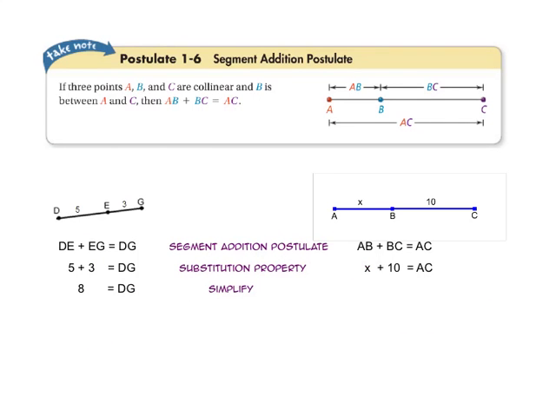Let's take a look at the segment addition postulate. Here, if you have 3 points, like point A, B, and C, that are collinear, and B is between points A and C, then the length of segment AB plus the length of segment BC will equal the whole length of segment AC. Here are a couple of examples of how to set up the equations.